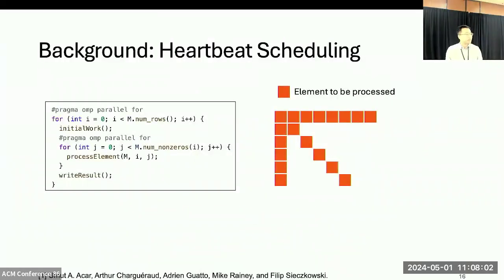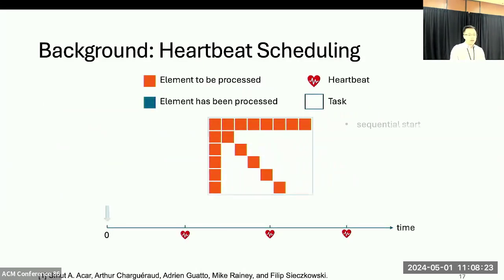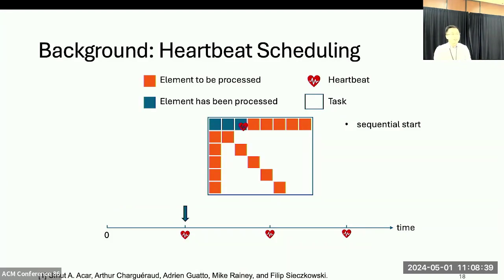I just told you that there is an automatic transformation for heartbeat scheduling, but I have not explained what heartbeat scheduling actually is. So I'm going to use the same example to explain that. Heartbeat scheduling does not generate parallelism statically. However, it generates parallelism dynamically. In heartbeat scheduling, in the beginning, processing the whole matrix is represented as a single task. This is called a sequential start. The parallelism in heartbeat scheduling is generated by a recurring event called a heartbeat that comes at a constant interval.